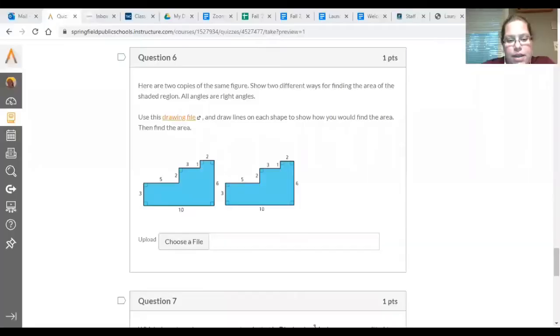I just wanted to come on here and try to help you out with number 6 on the practice problems 1.3. So I'm going to share my screen with you. Hopefully. Sometimes this doesn't quite work out the way I want it to.